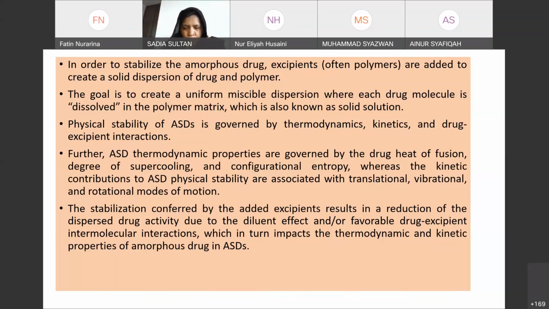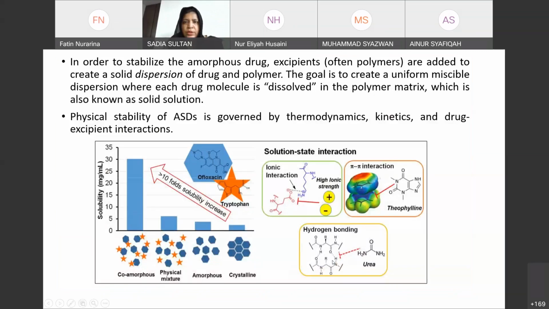Okay, I can show you one slide so you can understand better. You can see here. This is solubility, right? Solubility is increasing. Overall, we are looking for the solubility or absorption.